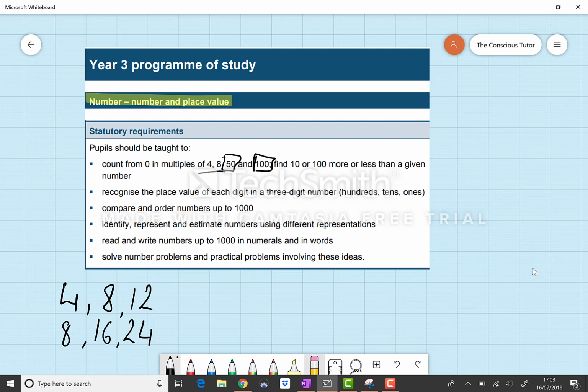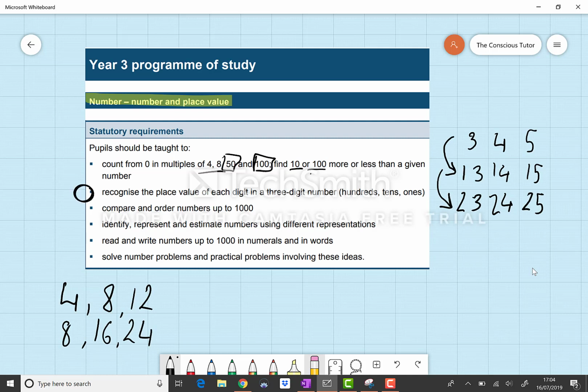Children in this year group must be able to find 10 or 100 more or less than a given number. So on a 100 square, being able to find 10 more would mean going down one step. So if we take part of a 100 square, for example, like this, going down one step means that you have added on 10 each time. So being familiar with the 100 square is quite important. And also they'll need to know how to add 100 onto a number or take 100 off a given number.